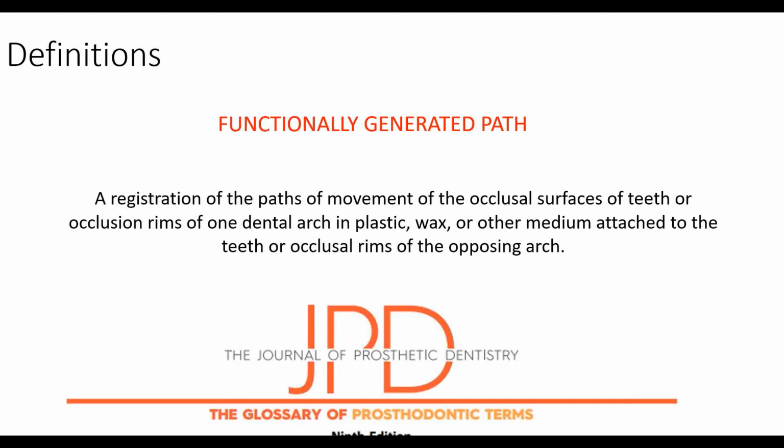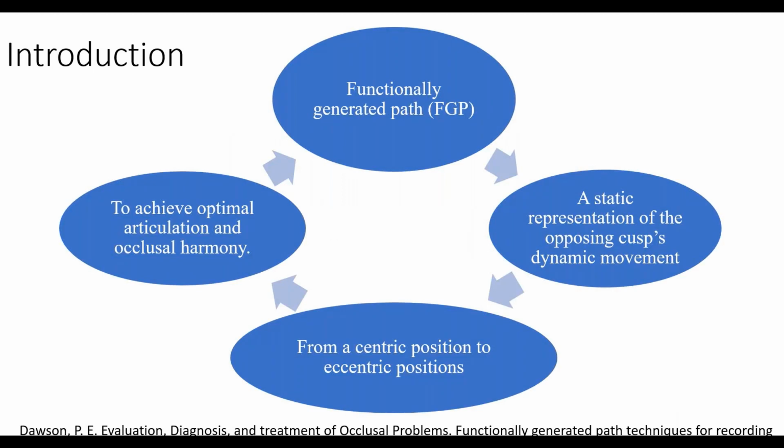Functionally generated path, according to the 9th edition of the Glossary of Prosthodontic Terms, is defined as a registration of the path of movement of the occlusal surface of teeth or occlusal rim of one dental arch in plastic, wax, or other medium attached to the teeth or occlusal rim of the opposing arch. In simple terms, it is a static representation of the opposing cusp's dynamic movement from a centric position to the eccentric position to achieve optimal articulation and occlusal harmony.